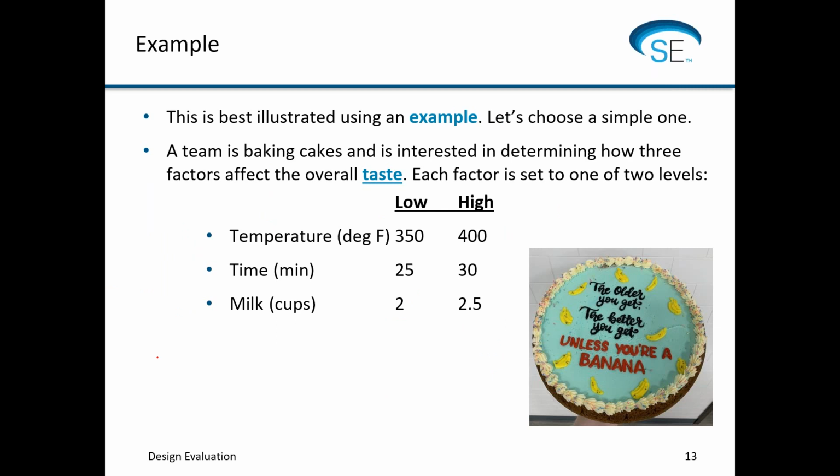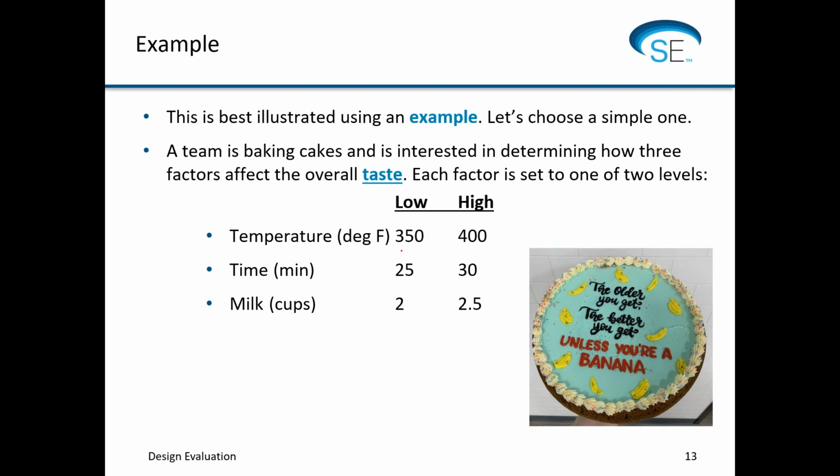Now, when I looked at the list of attendees, we have people from a dozen different industries here. So just to keep things simple, I'm going to use a cake baking example rather than something like a polymer coating or something that not everybody's going to understand. So a team is baking cakes and is interested in figuring out how 3 factors affect the overall taste of the cake. They have a bunch of stuff that's set as part of the cake preparation, but they want to tweak 3 things and see if they can maybe improve the taste by tweaking these 3 remaining factors.